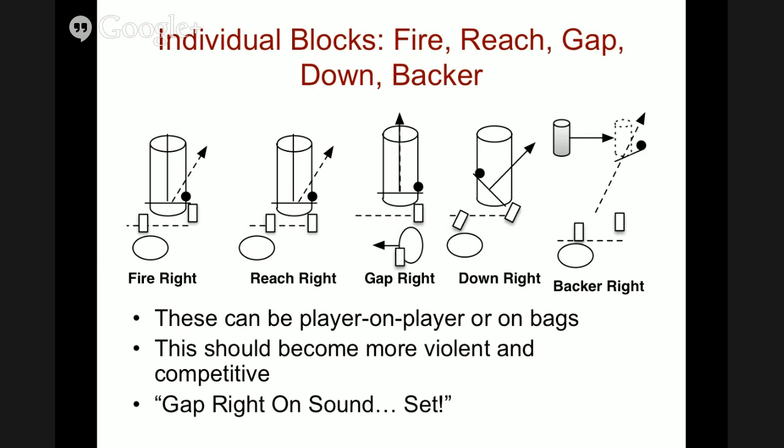We do say that the blocker wins. That's how we control contact, is that we'll usually give a key. It's like, hey, we want this to be competitive, but we want the blocker to win. And that's telling the defender not to make his best swim move to evade a block that he knows is coming, but to put up some fight and put up some resistance. And this can be done either player on player or on bags.